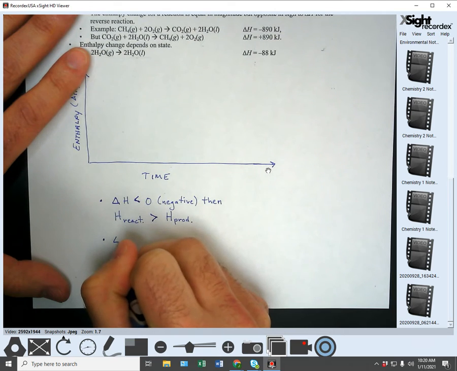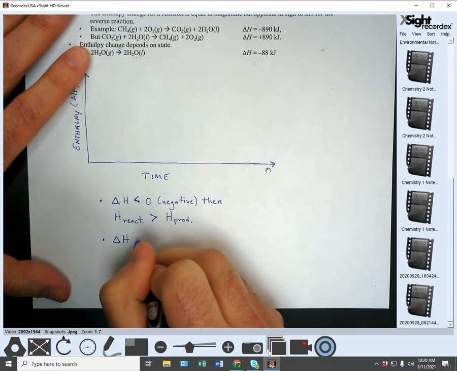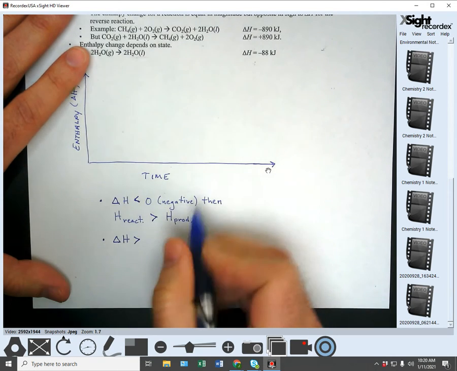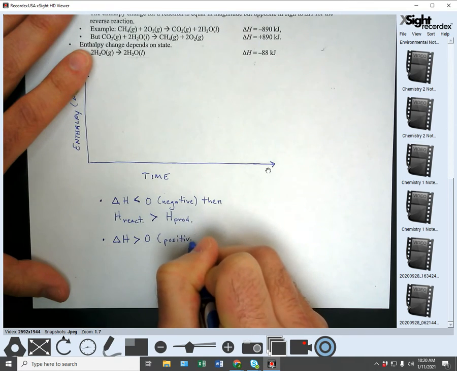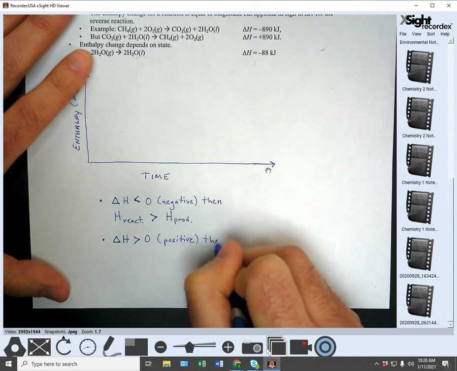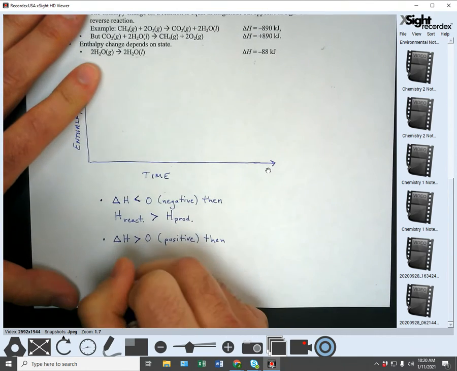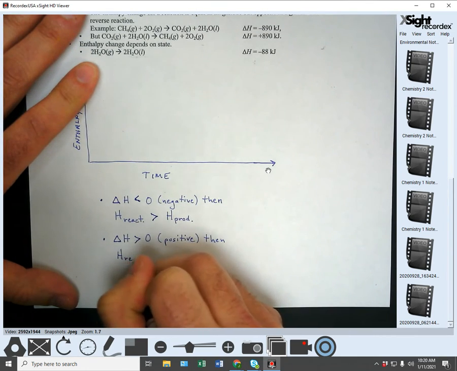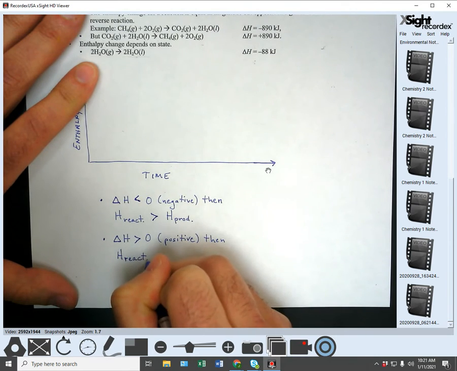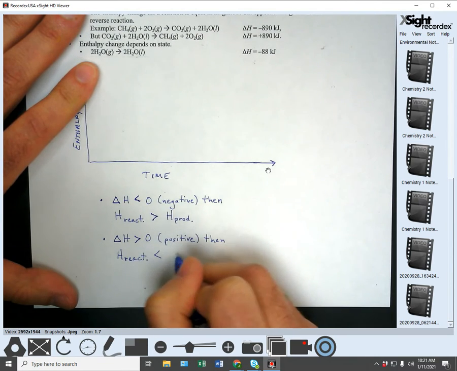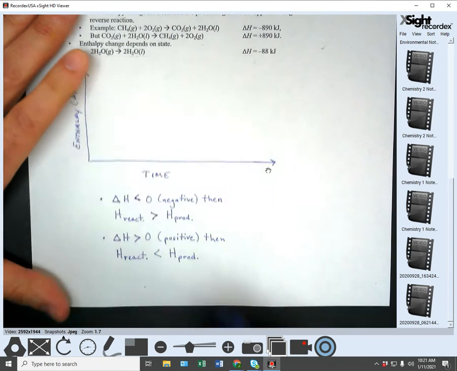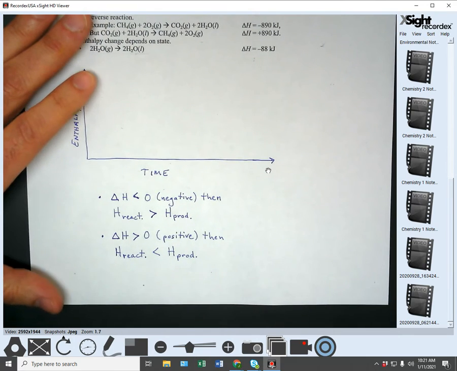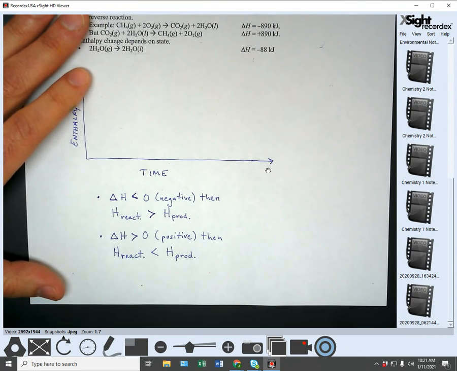If your delta H is greater than 0, positive, then the enthalpy of your reactants is going to be less than the enthalpy of the product. In other words, heat was absorbed or gained. Okay.